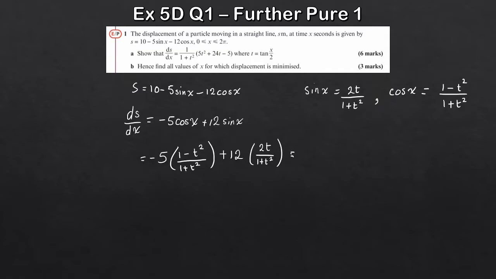So what that's going to give us is minus 5. So minus 5 times 1 is minus 5. Minus 5 times minus t squared. That'll give us plus 5t squared. And then I'm going to get plus 24t.